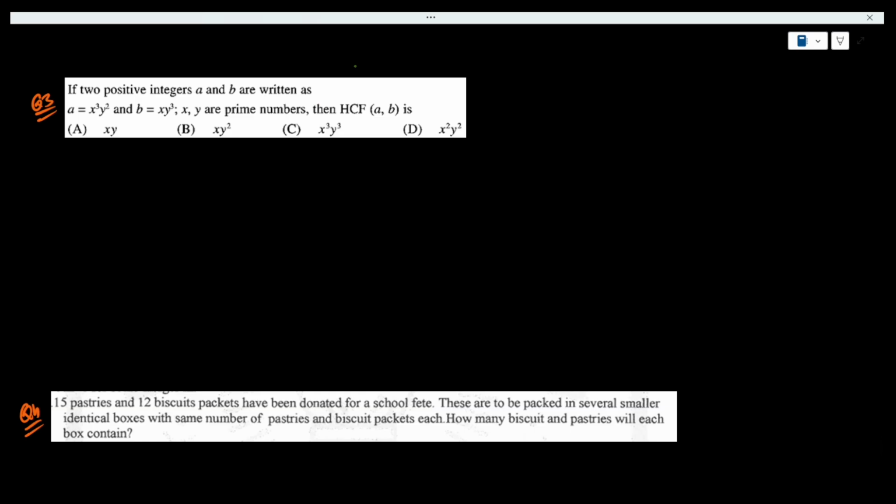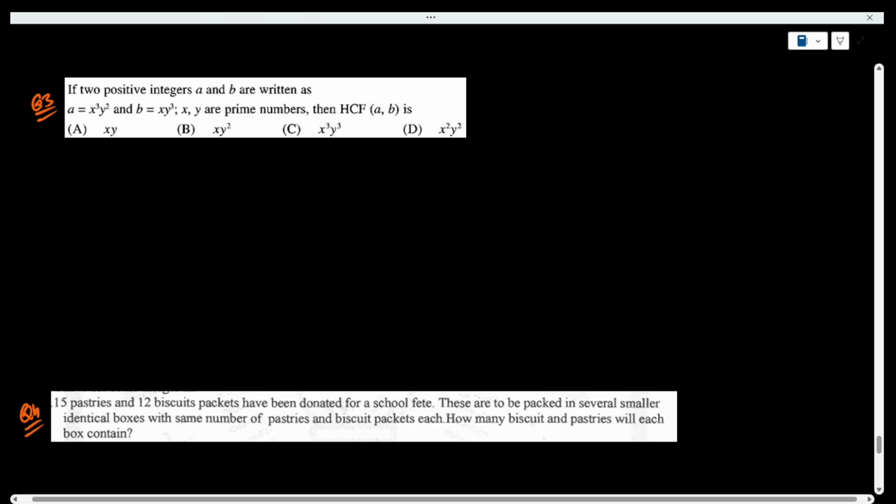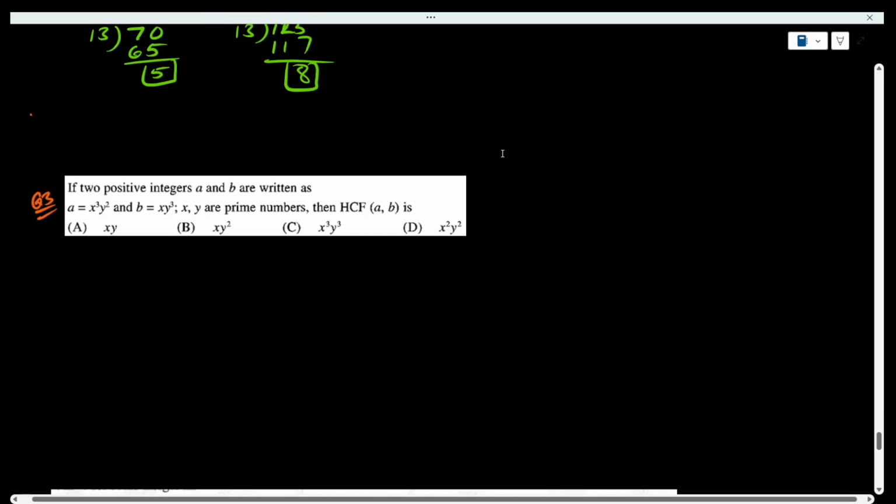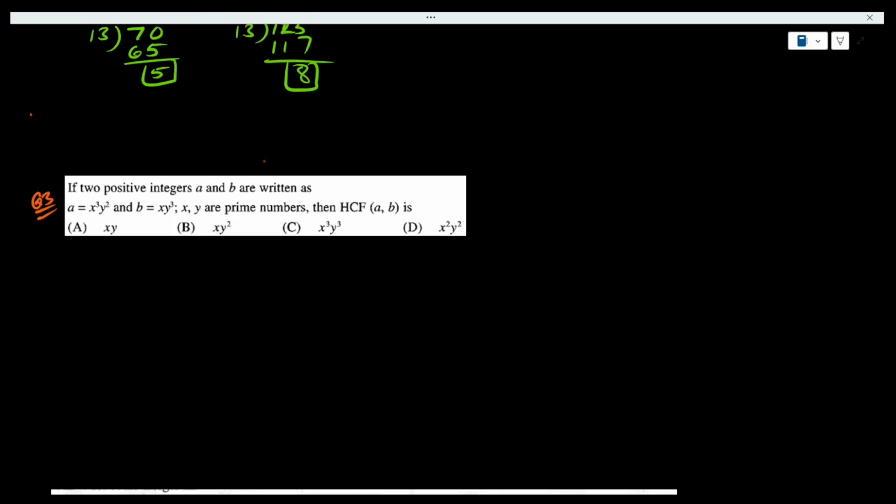This is another MCQ type of question here, a multiple choice question. What does it say? If two positive integers a and b are written in the form a equals x cube y square and b equals x y cube, where x and y are prime numbers, then what is the HCF of a and b? So how do we get the HCF of a and b? You know that from the common factors, you will take the minimum power, which is the possible common factor, x and x cube.